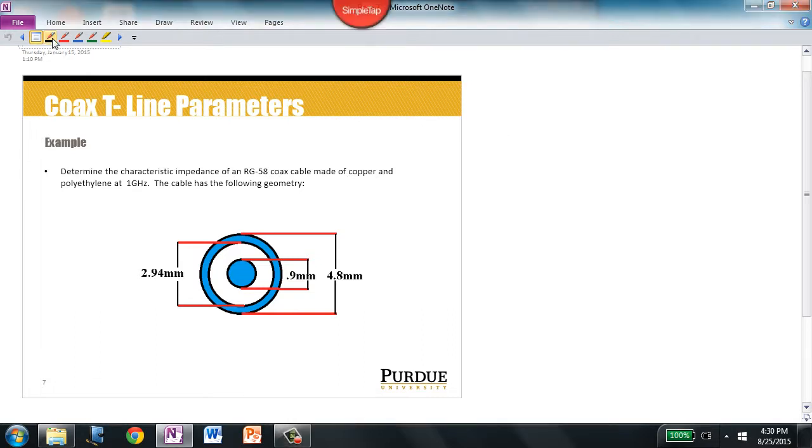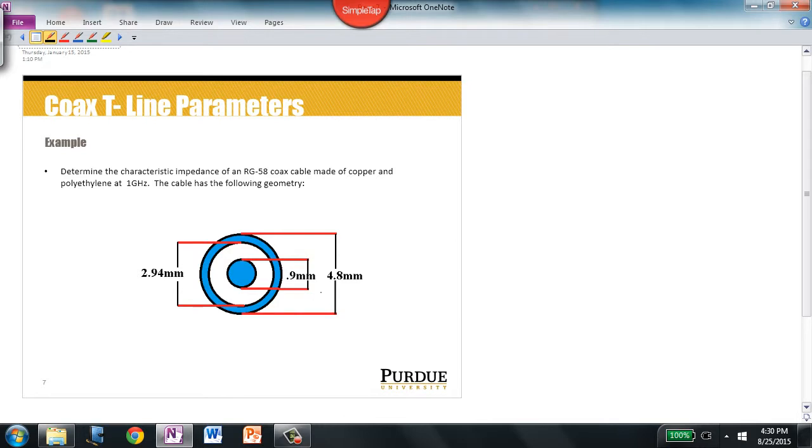Let's now apply the transmission line parameters to a problem involving coaxial cable. What we want to do is determine the characteristic impedance of a coax cable made of copper and polyethylene, assuming that the frequency of the signal being applied to that transmission line is 1 gigahertz. And the geometry of the coax cable is as you see here.